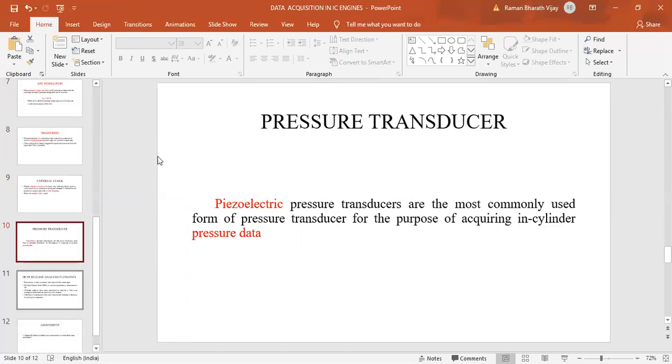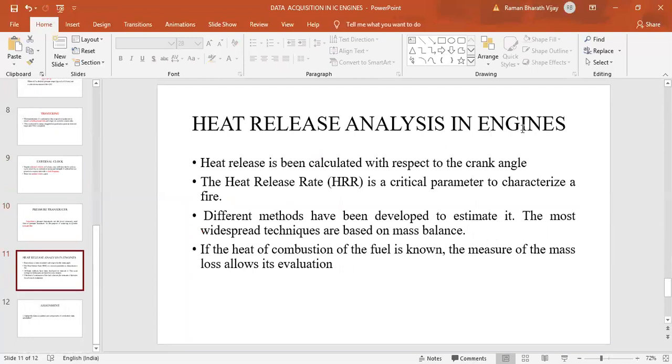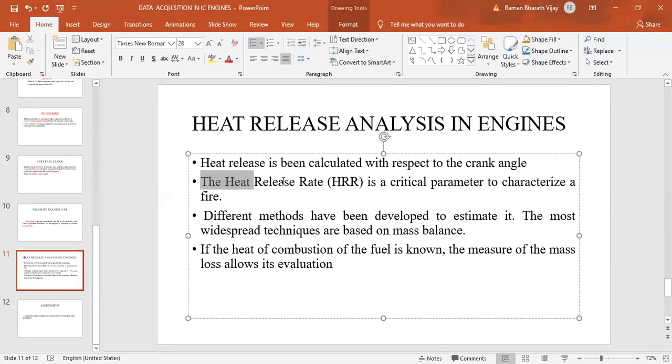At last we go for heat release analysis. So what is heat release analysis? It is somewhat important, and it is a critical parameter too. In the second point, please read out: the heat release rate, HRR, is a critical parameter to characterize a fire. So this is an important point.